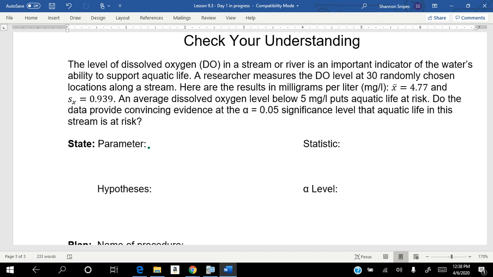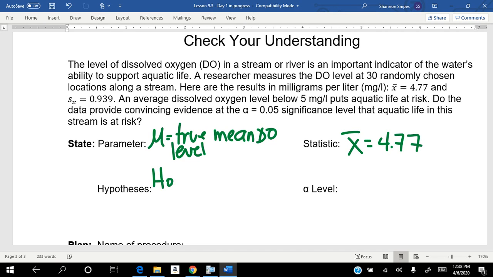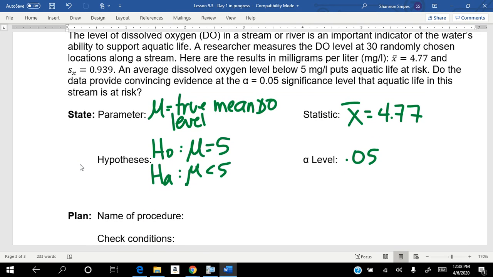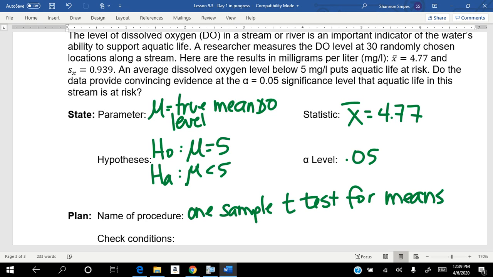So your parameter, mu, is the true mean DO level. Your statistic, X bar, is 4.77. Your null hypothesis is that the mean is equal to 5. But we suspect, or we want to see, do we have less than 5? Because less than 5 means that the aquatic life is at risk. So our alternative is mu is less than 5. Our alpha level is 0.05. And you probably have suspected that the name of the procedure is a one-sample t-test for means. So it's a one-sample z-test for proportions and a one-sample t-test for means.